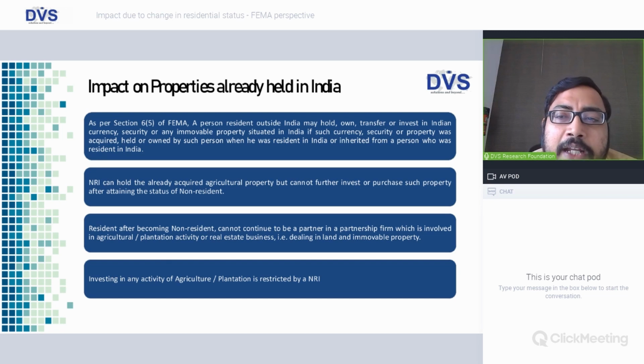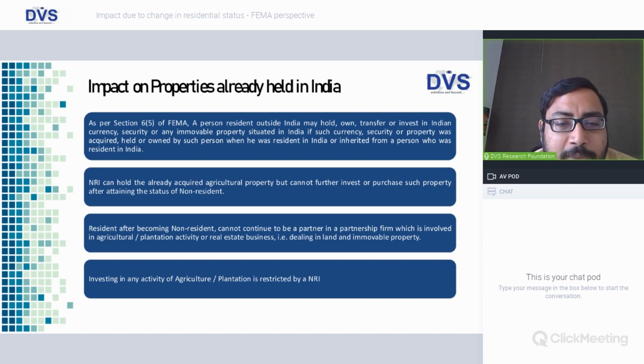And in the same way, the agricultural properties, whatever he has inherited or purchased at the time of being a resident, cannot be sold to another non-resident. So the agricultural land has to be sold only to a resident. FEMA restricts that as well. So one, he can continue to hold the property, and second, he is not allowed to invest in agricultural lands or any plantation business or real estate business. And existing agricultural land, when it is sold, has to be sold only to a resident. It cannot be sold to a non-resident.